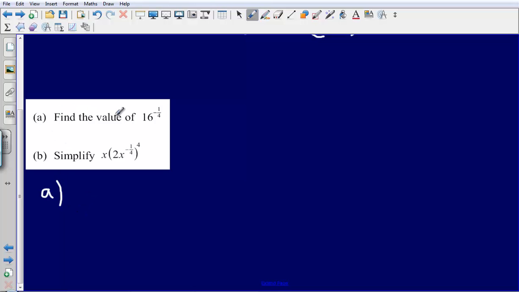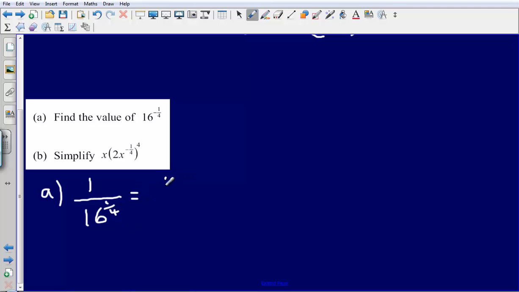Part A is asking us to find the value of 16 to the power of negative 1/4. So what we could say, again to begin with, is that we have this negative, so we could say that it is 1 over 16 to the 1/4. So if we have that negative, it becomes the reciprocal of the positive power. So 1 over 16 to the 1/4.